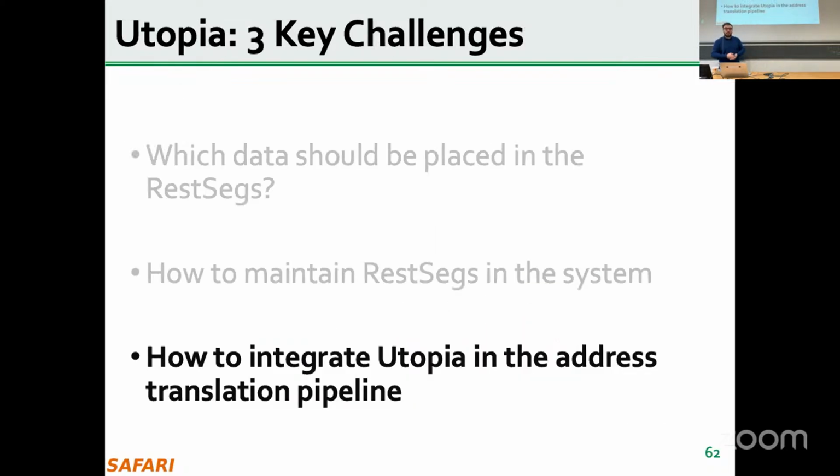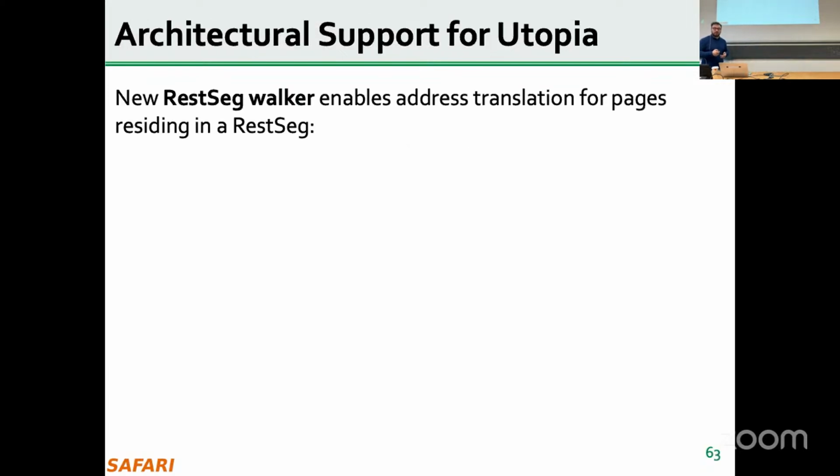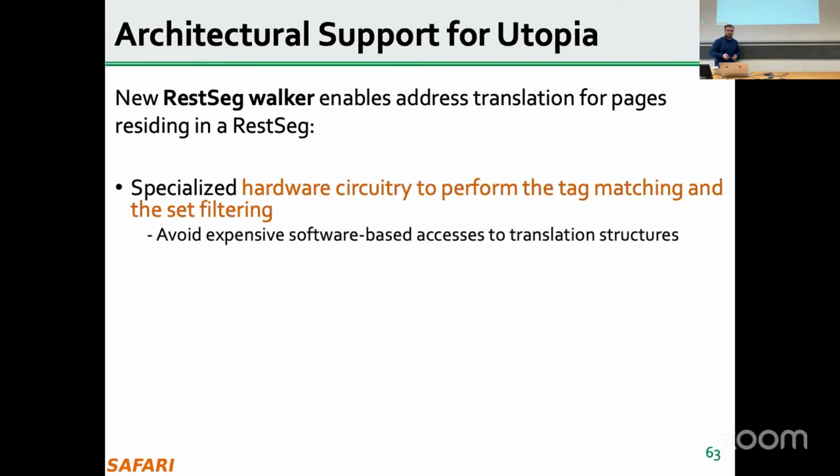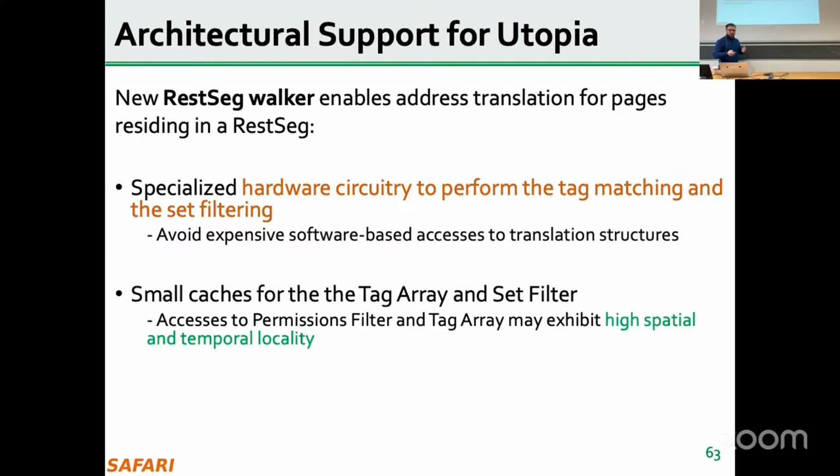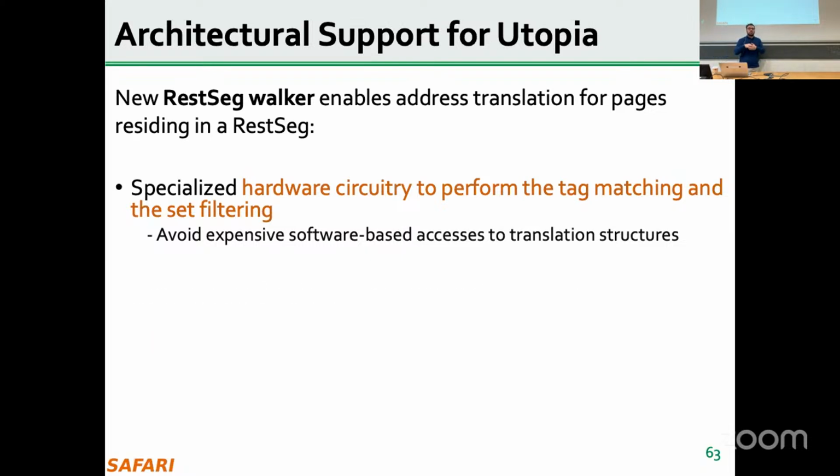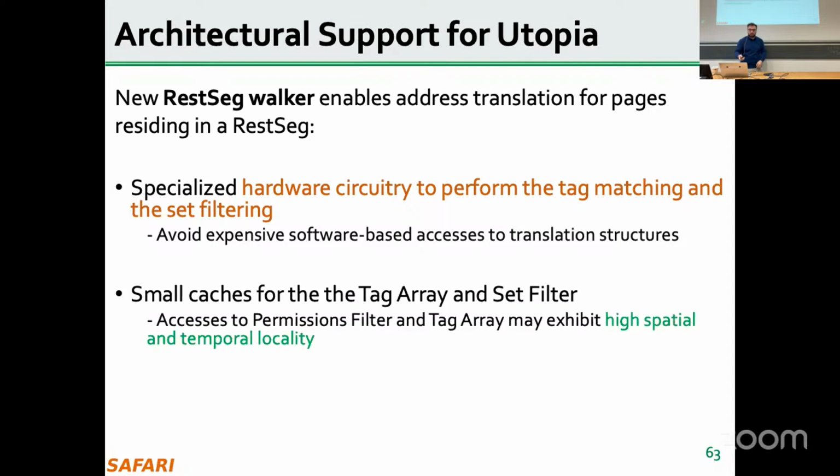The most interesting part: how do we use these techniques in the address translation pipeline, in the memory management unit? There is a new restrictive walker that enables address translation for pages residing in the restrictive segment. It's specialized hardware circuitry to perform the tag matching and the set filtering. All this stuff that I said before about calculating the hash function, someone needs to do that in hardware. This way, what do we avoid? We do not need to stop the world and say, I need the OS to resolve the address translation for me. I can do it directly in hardware.